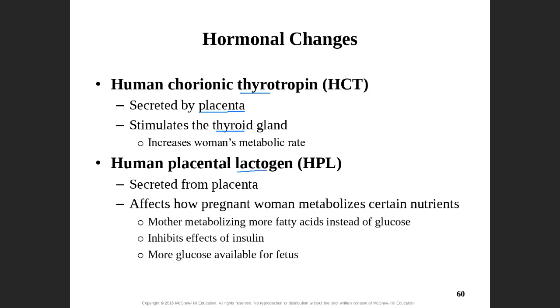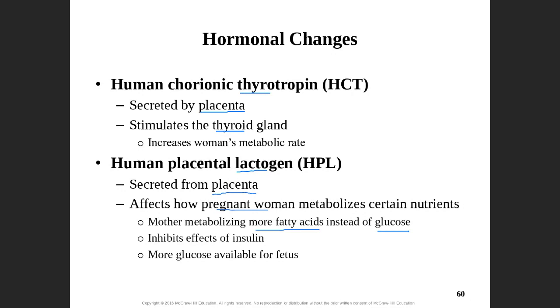We also have the human placental lactogen. Think of lacto, milk, again secreted from the placenta. Like I said, the placenta plays a large role in a lot of what's going on here in the developing fetus. This is going to affect how mom metabolizes certain macronutrients. Normally the body likes glucose, it likes carbohydrates, cells prefer it. But in this case, mom is not going to be metabolizing glucose as much. She's going to transition more into metabolizing fatty acids.